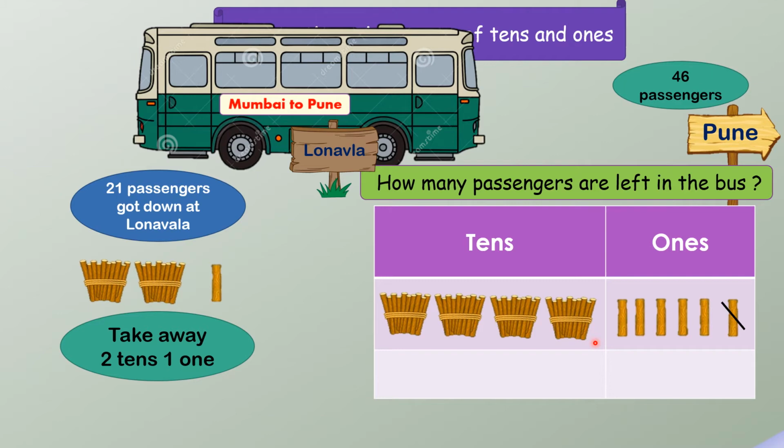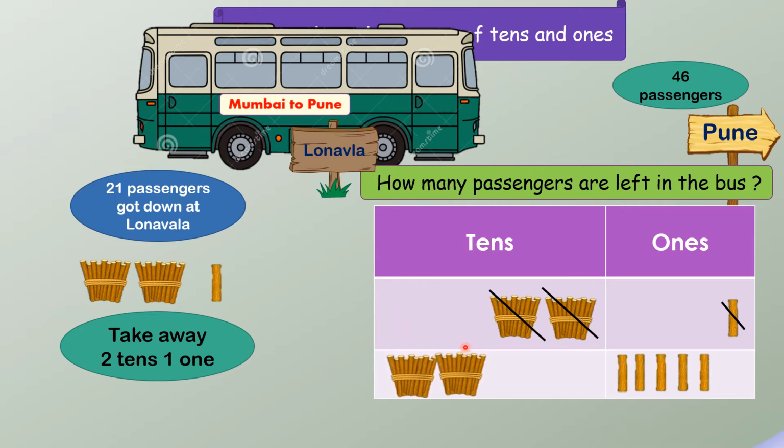Okay, we are done. Now we have to find out the passengers who are left in the bus. So the leftover is 5 ones and 2 tens, because we have already taken away 2 tens and 1 one. So these are the leftover passengers, which can also be represented as 2 tens and 5 ones.